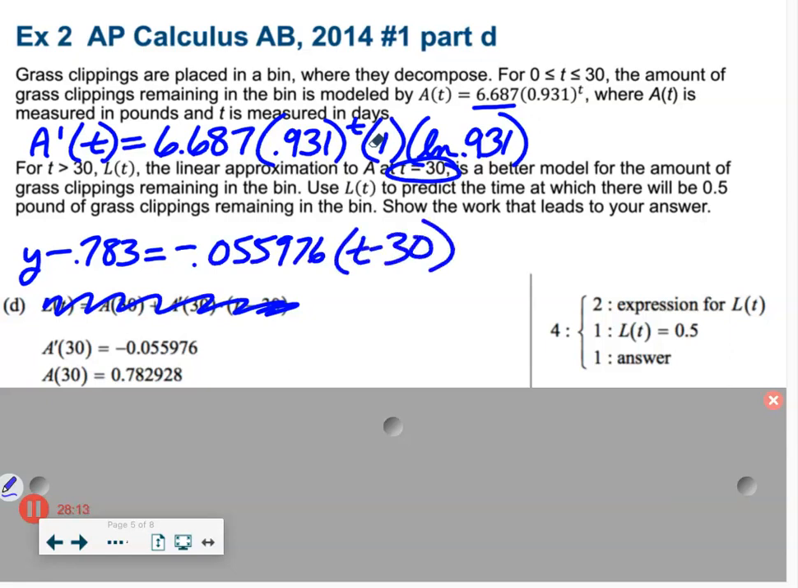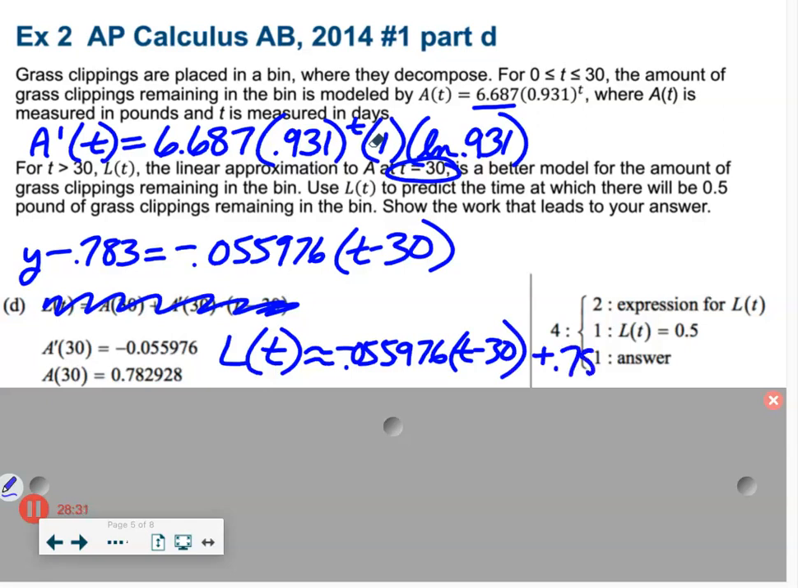All right. So to solve for y and give it the name that they want, which is L of t, is around negative 0.055976 times t minus 30 plus 0.782928. All right. All of that, that's L of t. So that was worth 2 points, just so in case you're wondering. That was worth 2 points.